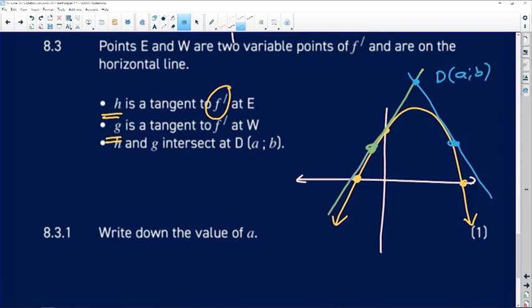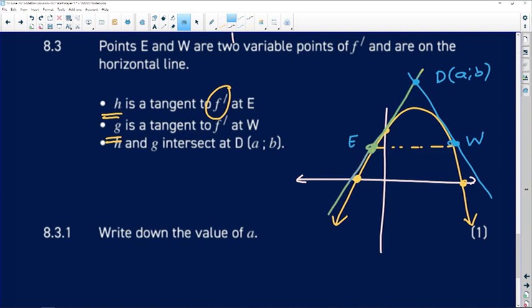But then they told us that E is on the left, W is on the right, but those 2 lie on the same horizontal plane. So they're basically on the same level, which means the line EW would be parallel to the x-axis. Okay, they lie on the same plane. That's what this part says here. Same horizontal line.